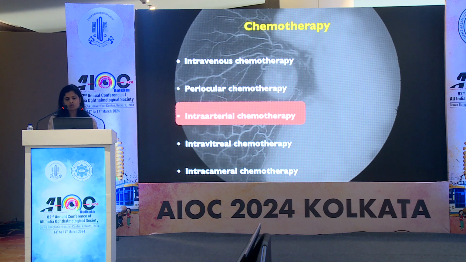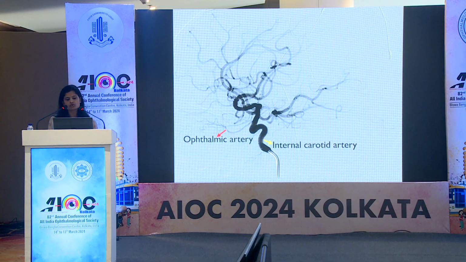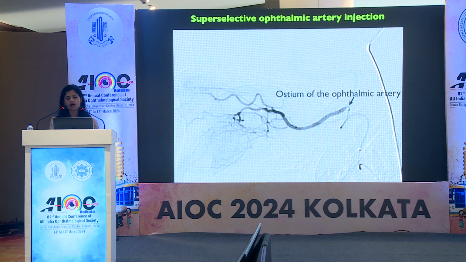The next, I think the most famous targeted chemotherapy, is the intra-arterial chemotherapy. So in this, of course, it is done by an interventional neuroradiologist, where the chemotherapy drug is injected from the femoral artery, and you go through the common carotid, go into the internal carotid artery, and specifically target the delivery of the drug through the ophthalmic artery to the eye.